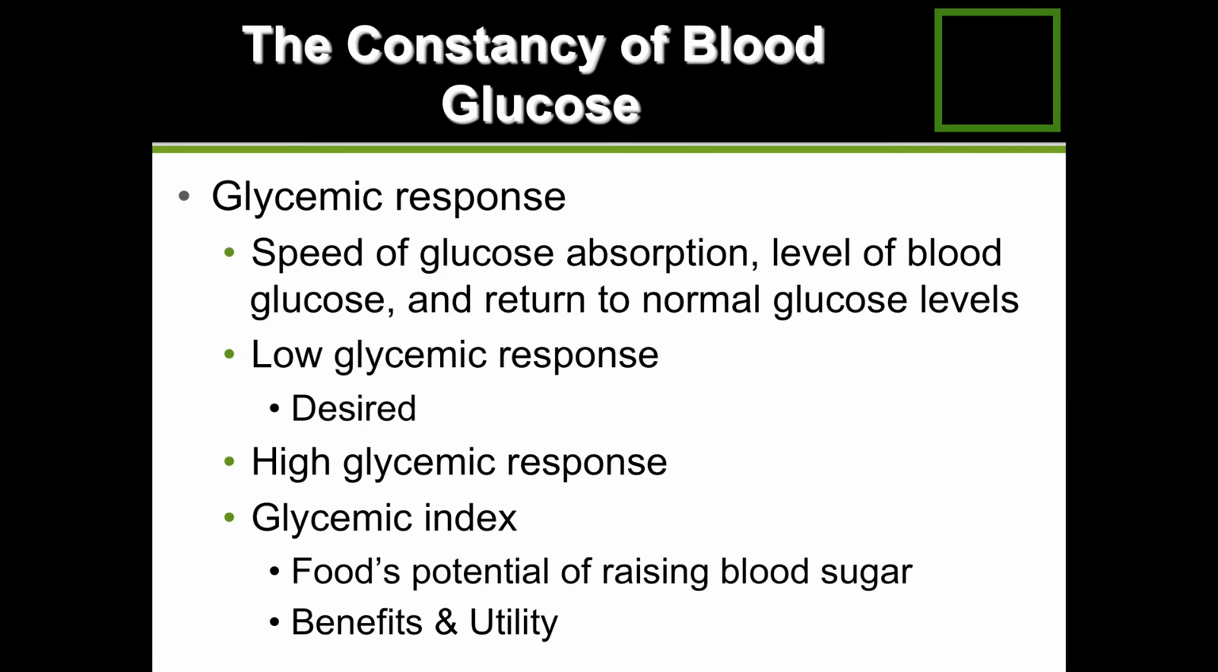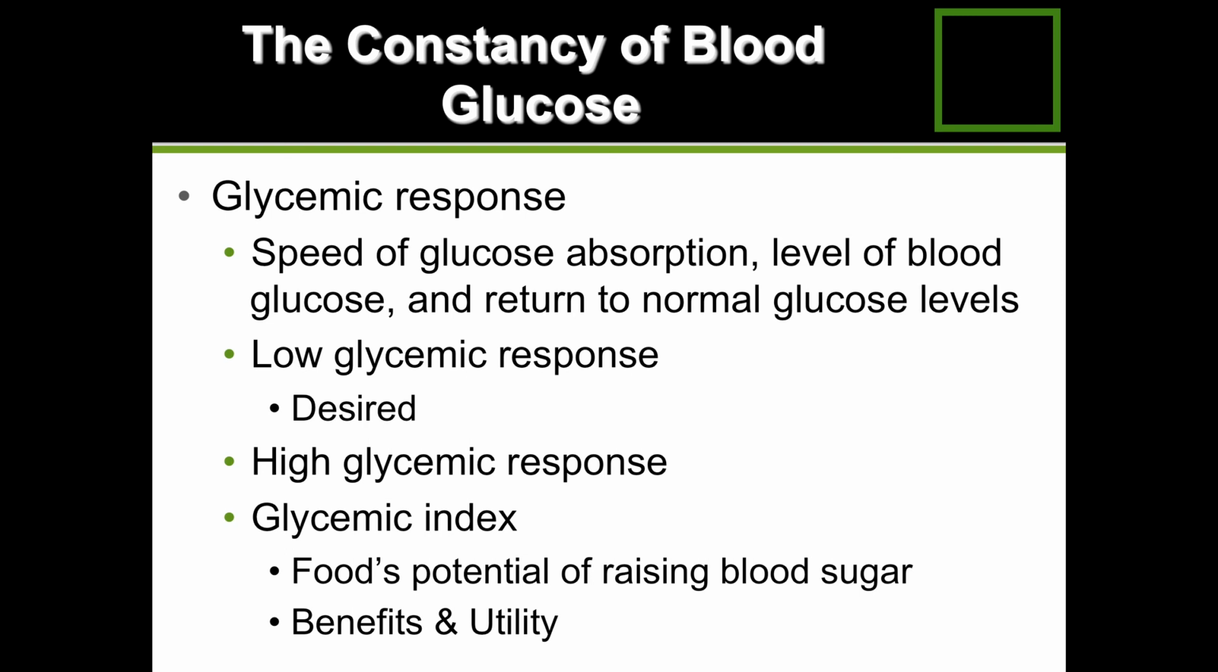All right, so here you have the glycemic response and the glycemic index. Know the difference between them. The glycemic response is the speed of glucose absorption, level of blood glucose, and return to normal glucose levels. In other words, how quickly does your glucose get absorbed, how does it affect the level of blood glucose, and then return to normal glucose levels? So this is homeostasis. And you always want a low glycemic response. Why? You don't want spikes in your blood sugar. You don't want it to spike up real high and then spike down real low. You want to have a nice, constant, normal glucose level. So a low glycemic response is desired, and a high glycemic response is not desired.